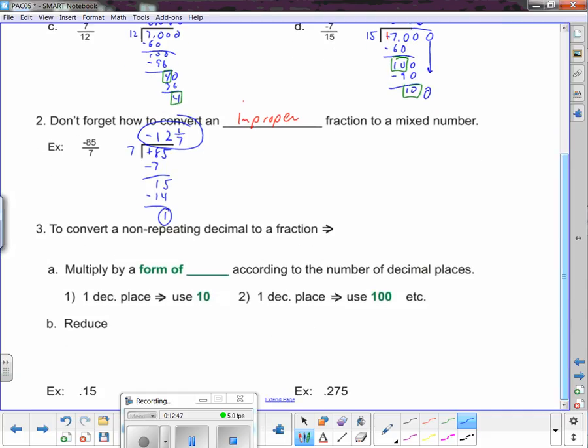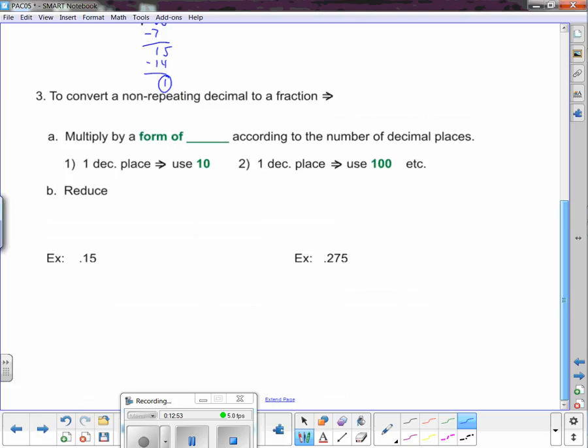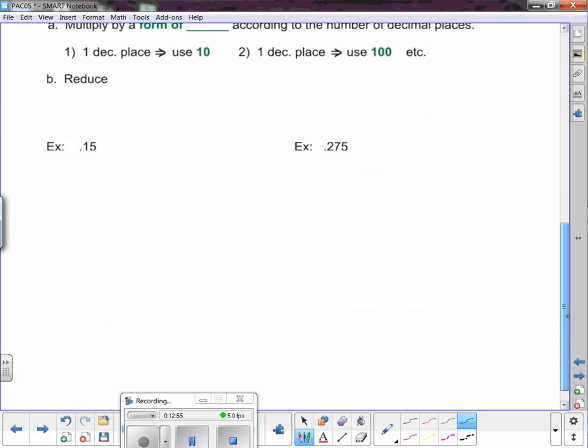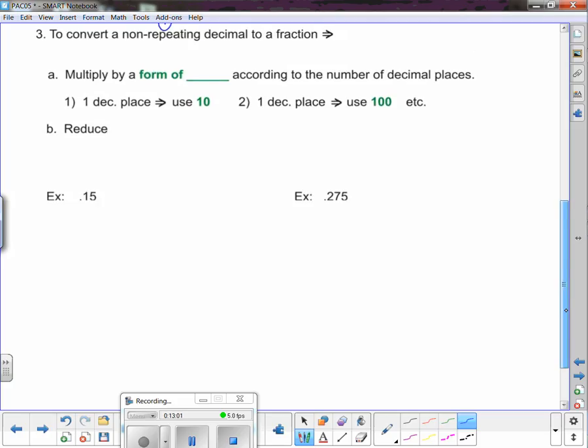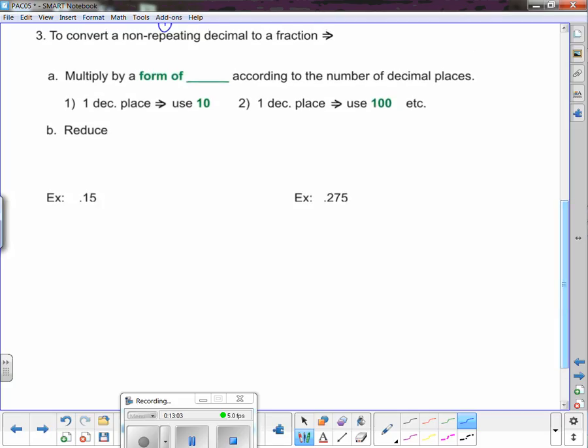All right, number 3, to convert a non-repeating decimal to a fraction. This is one that gives students a little bit of trouble, but it's not too hard if you learn the procedure. All right, so there is a procedure. How are we going to do this? We're going to convert a non-repeating decimal to a fraction. This thing doesn't repeat. All right, what's the trick?